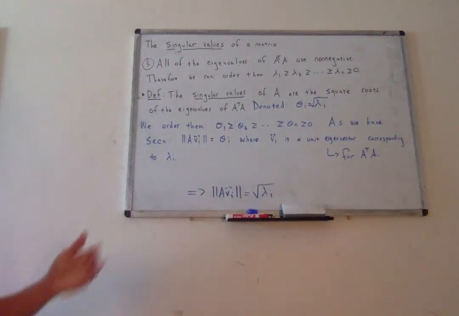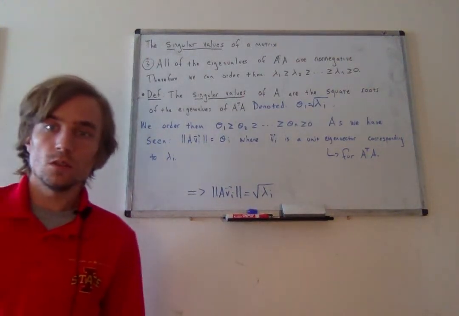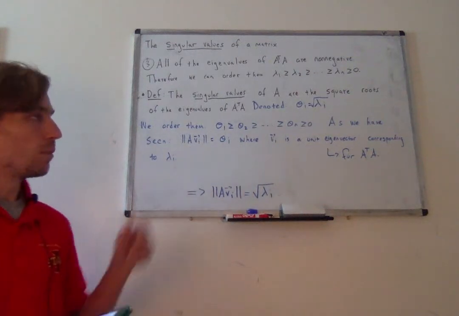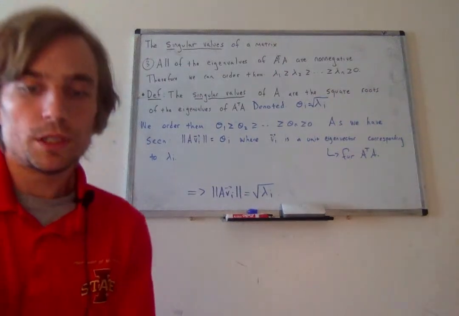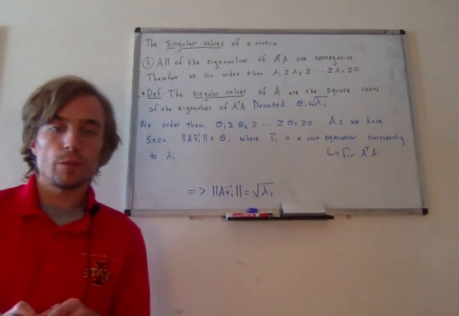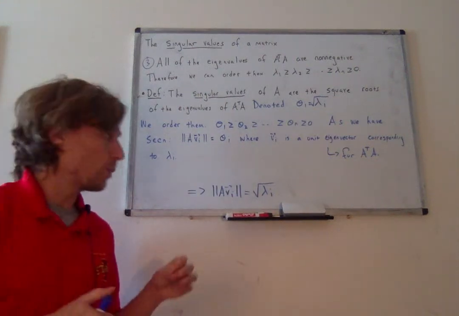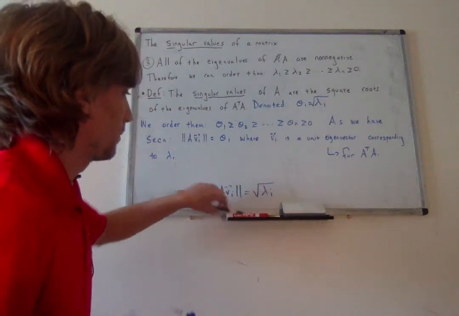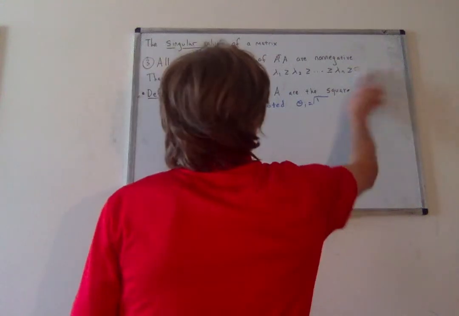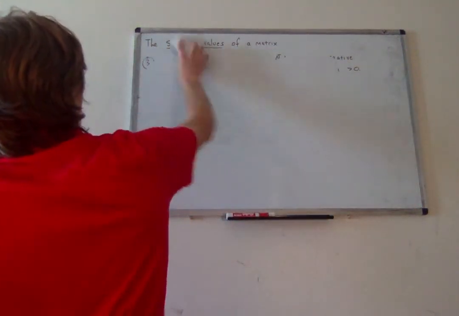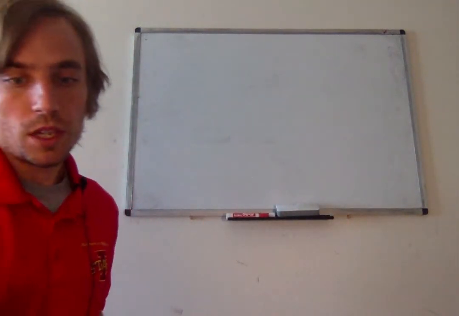So we can study how A affects the length of vectors, even for matrices which aren't diagonalizable, by studying the singular values of a matrix. So I just want to wrap this video up by finding the singular values of a matrix. In the next video, we will actually calculate the singular value decomposition of a matrix. So probably the easiest thing to remember is just that the singular values of a matrix are the square roots of the eigenvalues of A transpose times A.